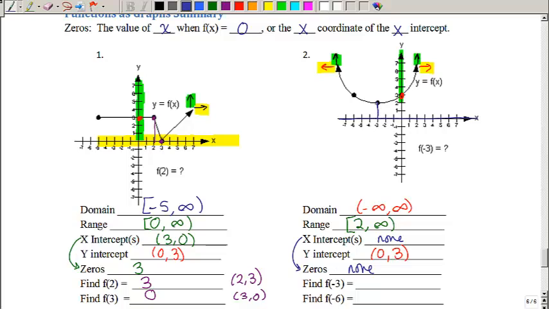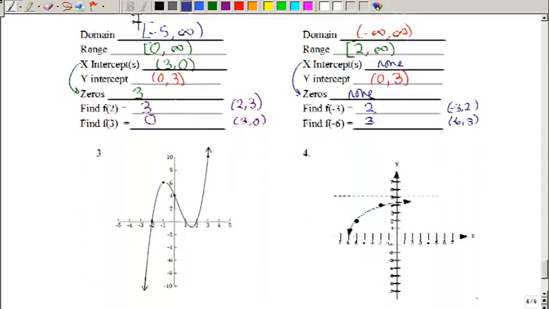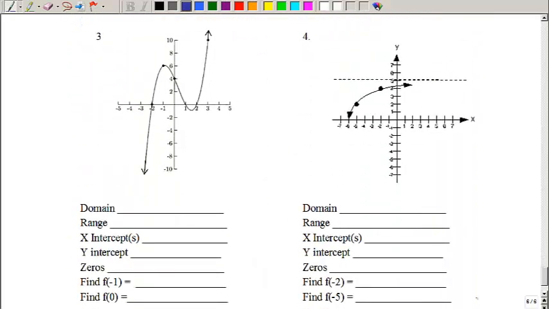The corresponding y value is 2, and that's verified by the point (-3, 2). And f of -6, I go to the x-axis at -6, and I look at the corresponding y value, which is 3. The corresponding point there is (-6, 3). Here are the last two examples.